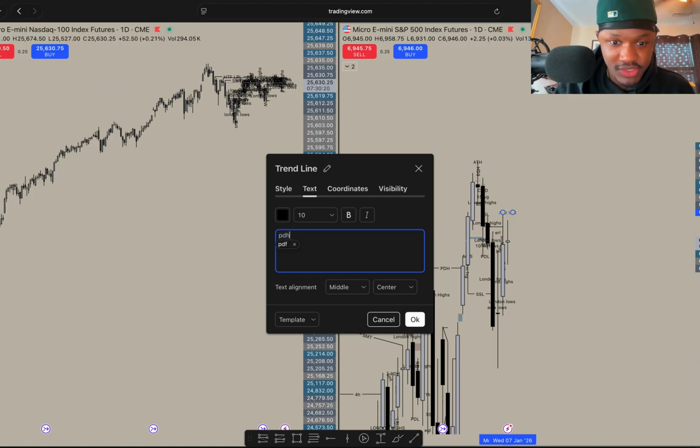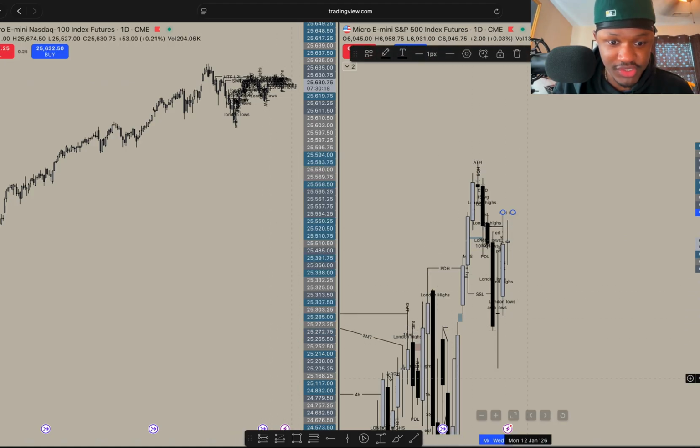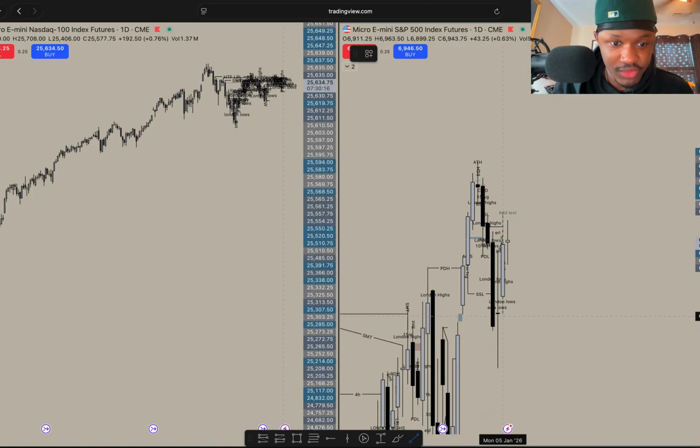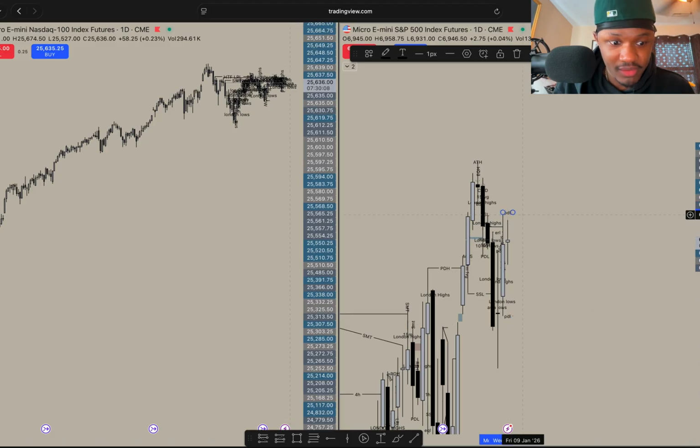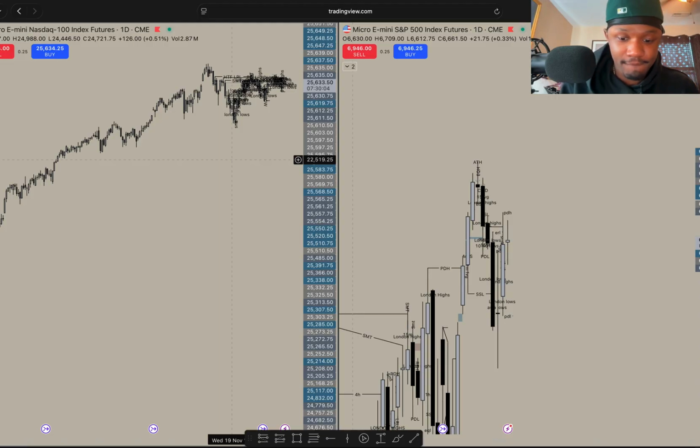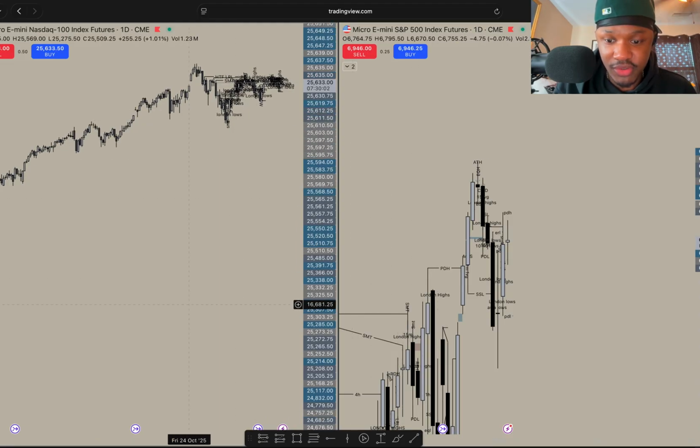Got previous day high right there. Previous day low isn't huge for me because it's not even close at all, but we'll mark it out. And previous day low. I hate how it autocorrects to PDF. So on the daily time frame here.